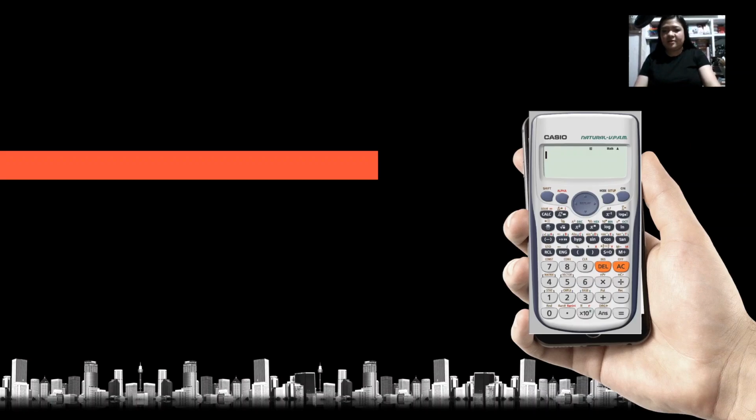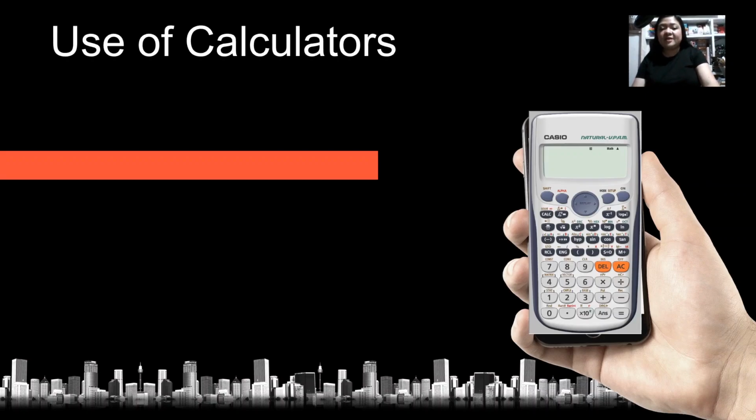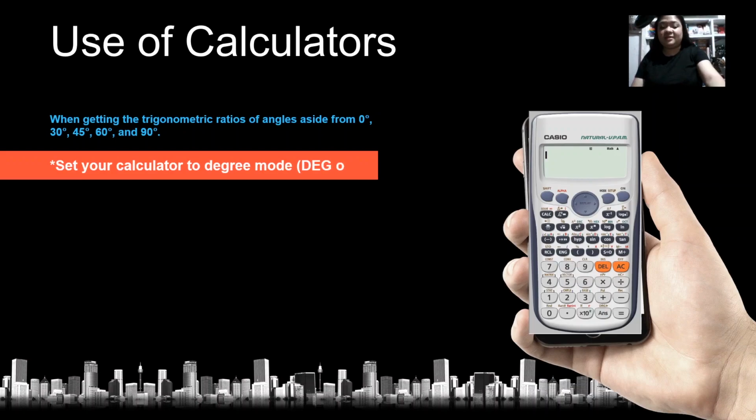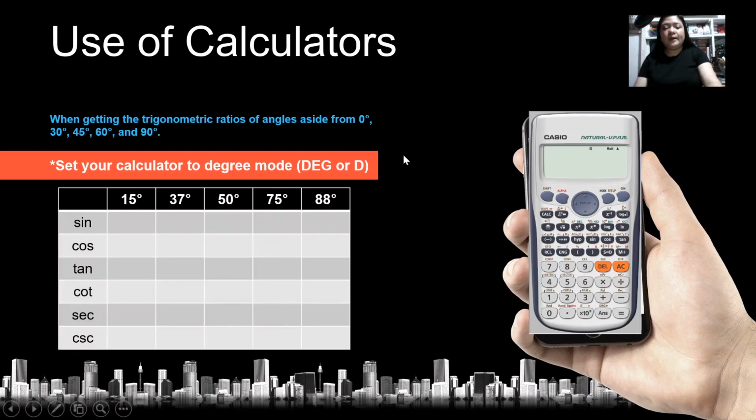Now, let us use the calculator in getting the trigonometric ratios of angles that are not special. So, those are the angles that are not 0, 30, 45, 60, and 90. But first, you have to make sure that your calculator is set in degree mode. How are we going to know that it's set in degree mode? If you will see the D or deg on top of your calculator. So, we will be getting the 6 trigonometric ratios of the following angles: 15 degrees, 37 degrees, 50 degrees, 75 degrees, and 88 degrees using our calculator.